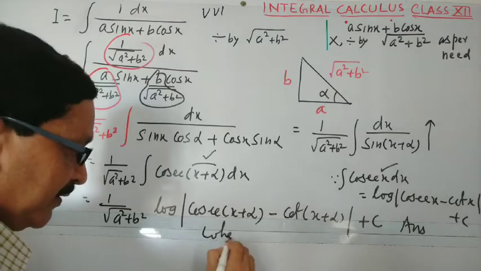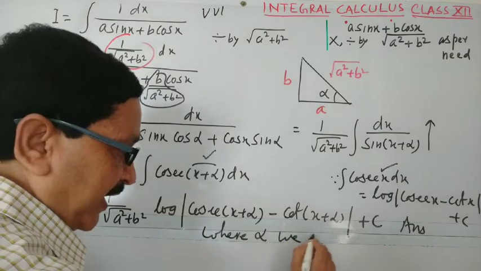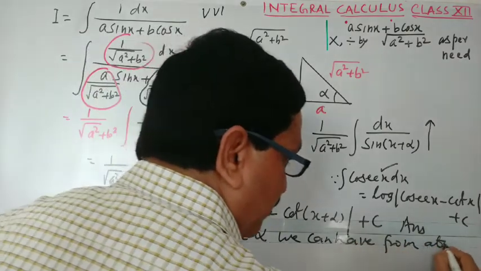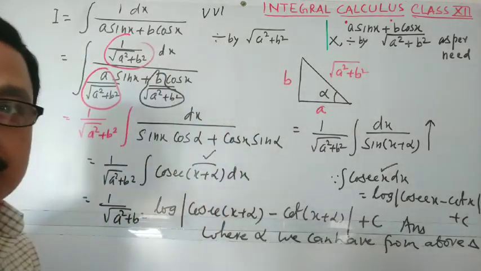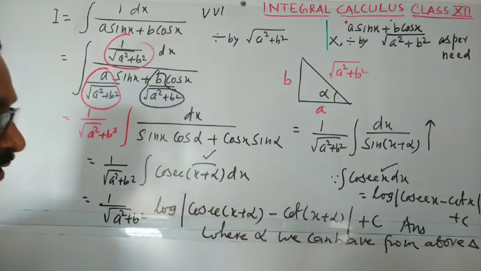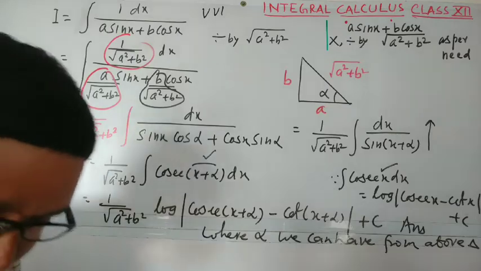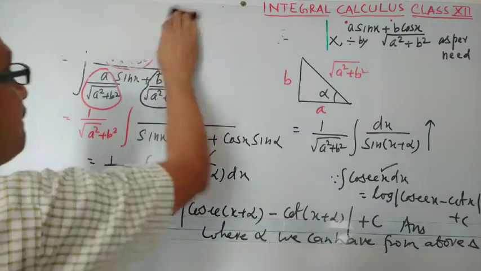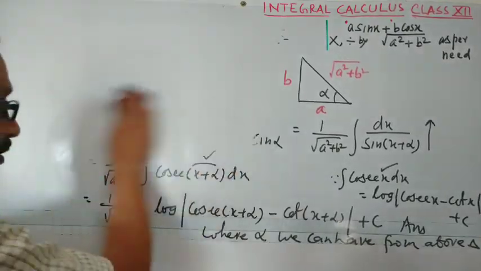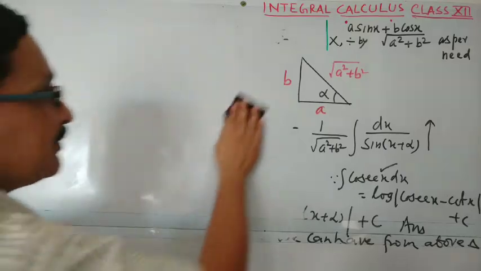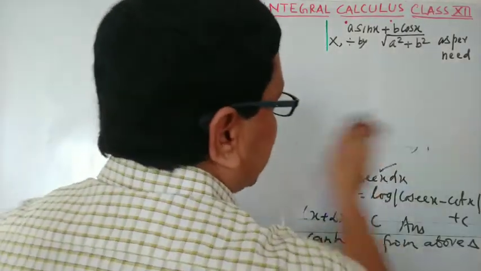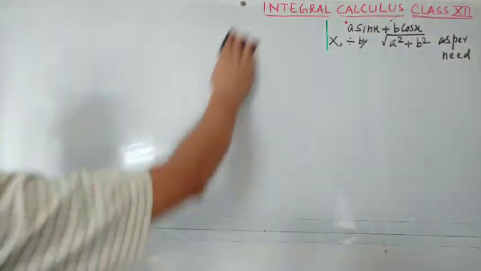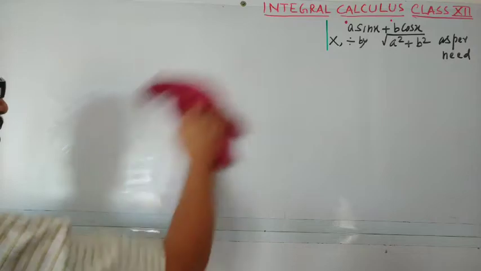You will write here where alpha we can have from above triangle. Alpha ka value, if you are interested in getting the value of alpha, then just see the triangle. Now moving towards another problem of the same kind. This is very useful pattern. Whenever a sin x plus b cos x will appear in denominator, never forget to divide it by a square plus b square and move successfully.